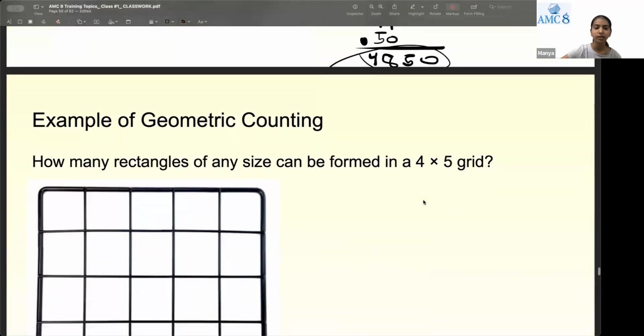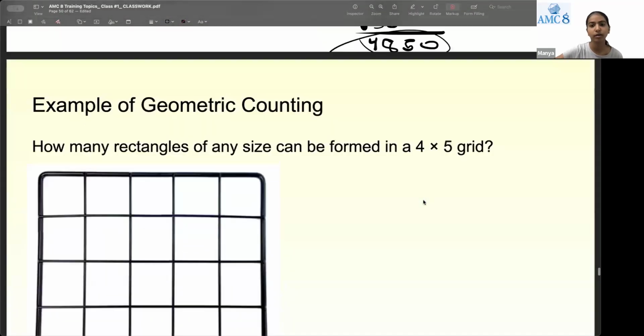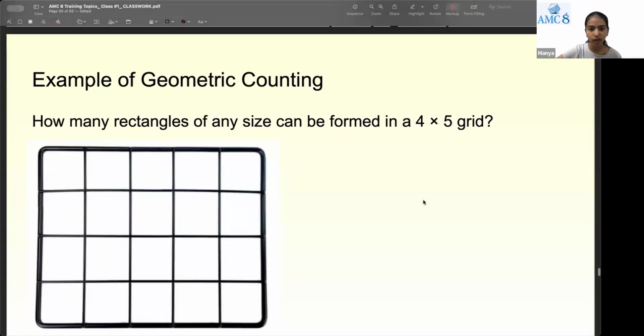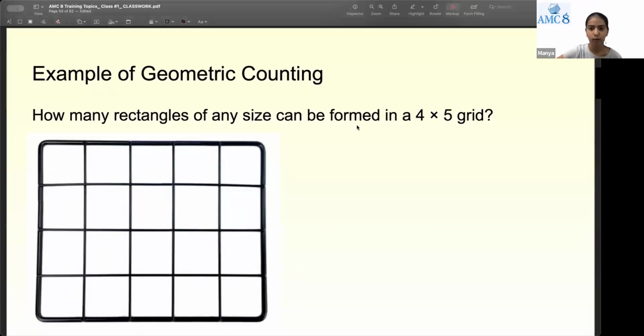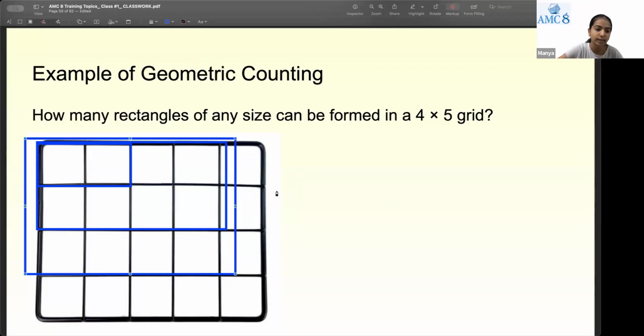Okay, so this is another similar problem to the above one, except they're asking how many rectangles of any size can be formed on a 4x5 grid. So we can make maybe a rectangle like this one. Let me change the color. Maybe we can do something like this one here. Maybe even bigger like this one. But we don't know the size of the rectangle. It can literally be any rectangle.